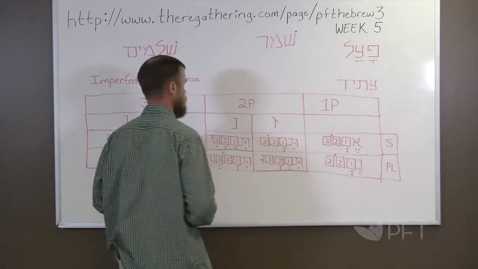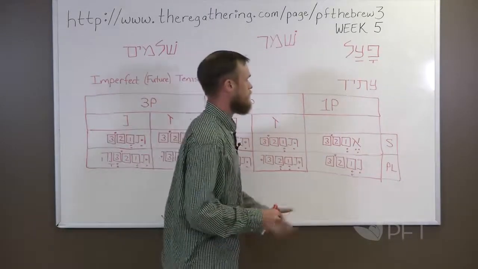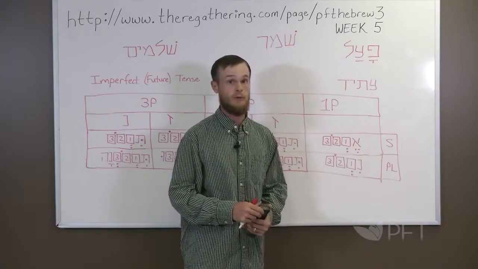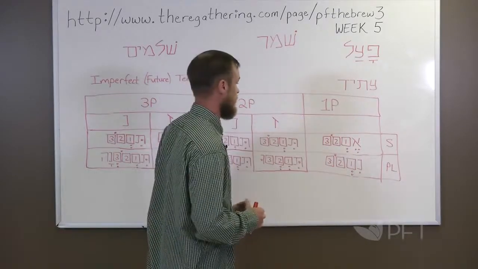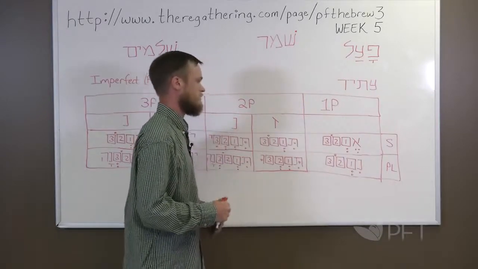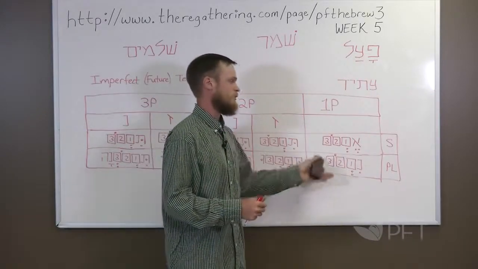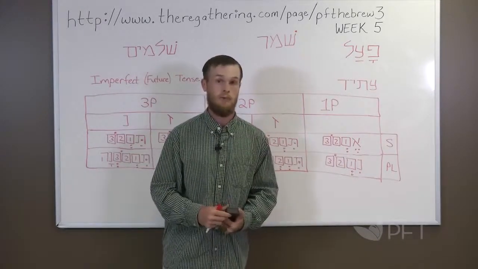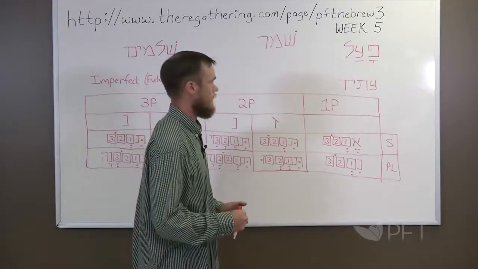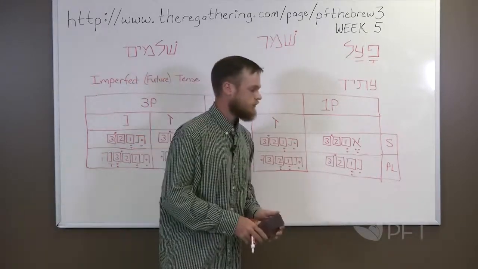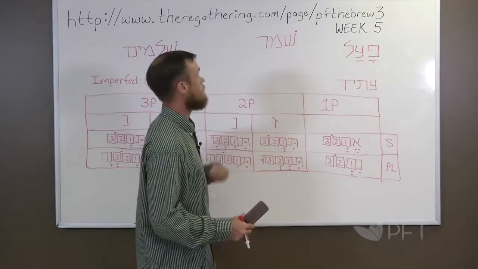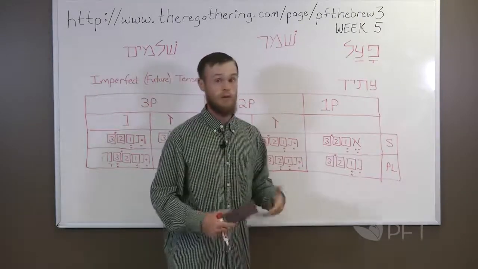So that's the first difference. And the future tense relies primarily on prefixes to differentiate between different verb conjugations. There are some suffixes, but the past tense relies on suffixes. The future tense relies primarily on prefixes. Shamar means to guard. The future tense of to guard would mean will guard.